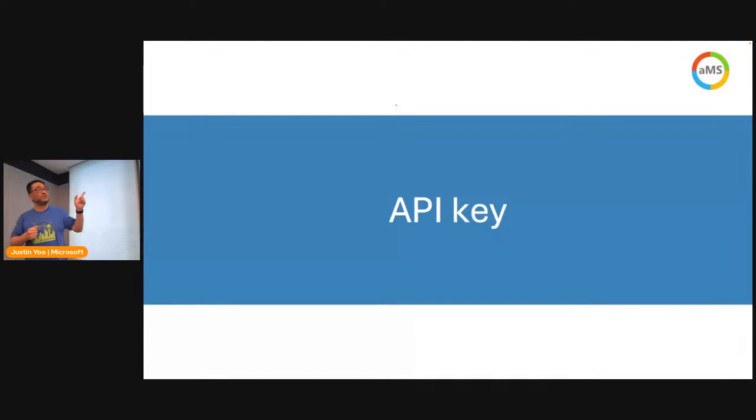But the problem of using the API key is that if our API key is compromised, then our entire application will be compromised as well. So this is really dangerous.